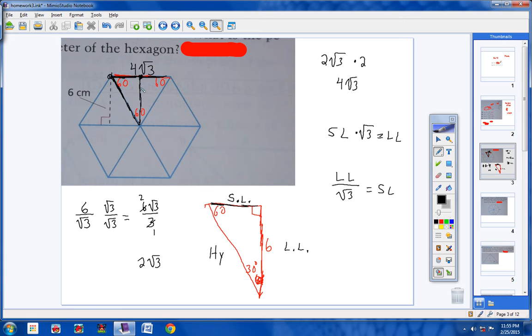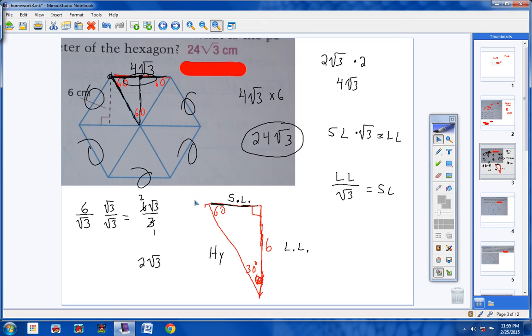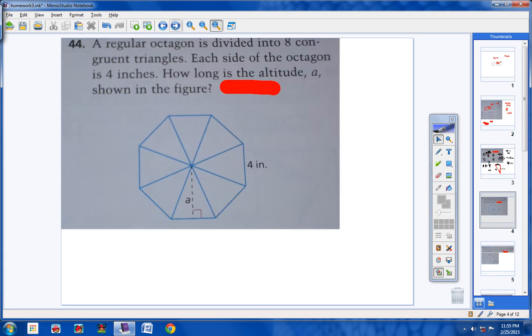Got it? Now, how many sides are there? 1, 2, 3, 4, 5, 6. So simply take 4 square root of 3 times 6, and that would give you 24 square root of 3, and that would be the perimeter, okay? 24 square root of 3. Pretty good problem. If it's a little fuzzy, back it up and watch it again, okay? Really good problem. Alright, number 44.